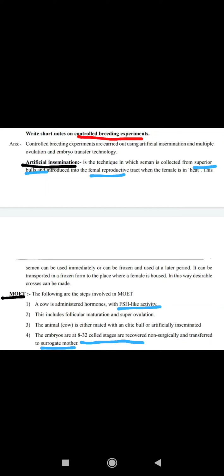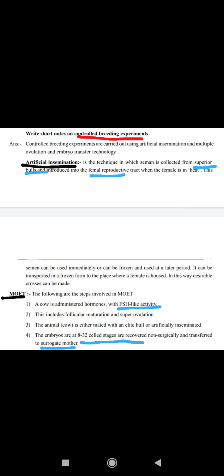It is a technique in which semen is collected from superior bulls and introduced into the female reproductive tract when the female is in heat. This semen can be used immediately or can be frozen and used for a later period. It is transported in frozen form to the place where the female is housed. In this way, desired crosses can be made.